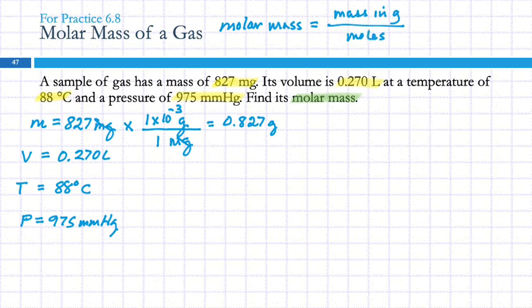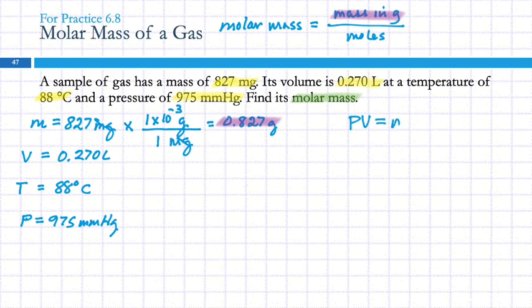Okay, so mass in grams, that's something that we need. So there's our mass in grams. And that's going to go up here. So the other piece of information we need is the moles. How can we calculate the moles of gas? We can't use the molar mass. We don't know the density. PV equals nRT. So we're going to use the ideal gas law.